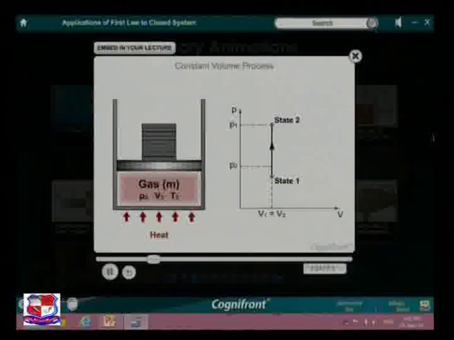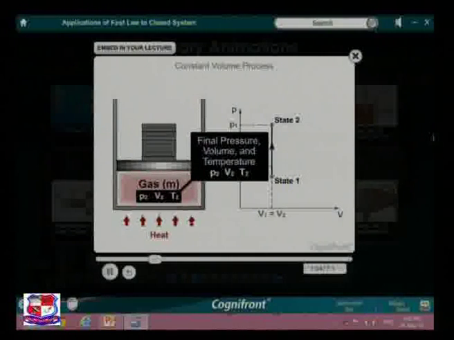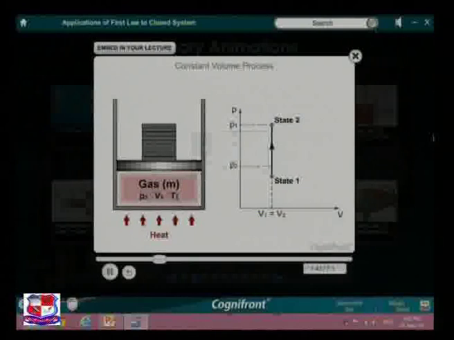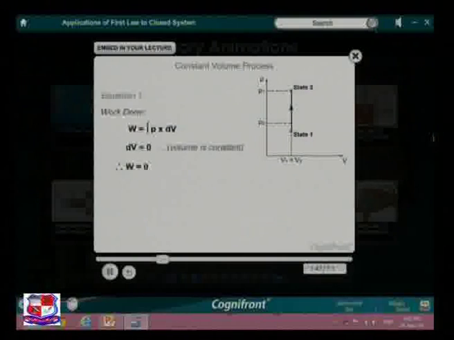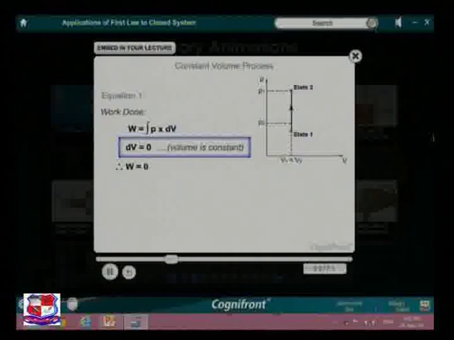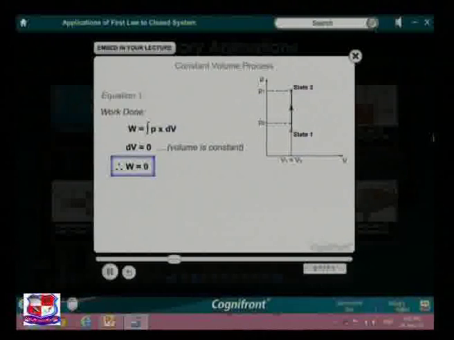Observe the PV diagram and let the final pressure, volume and temperature be P2, V2 and T2, where V1 and V2 are equal. We know that the work done by the system can be expressed as W equals integration P into dV. As volume is constant, dV will be 0. Therefore, W will be 0.